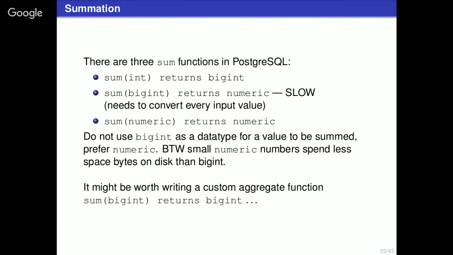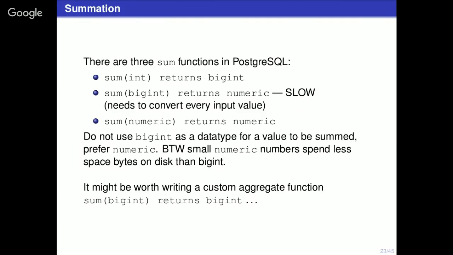The most strange is the bigint function. It returns numeric, and it is very slow because internally it converts each value from bigint to numeric. This operation is expensive because numeric value is much like varchar. It's variable size, it stores digits, and bigint is like internal, like machine value.